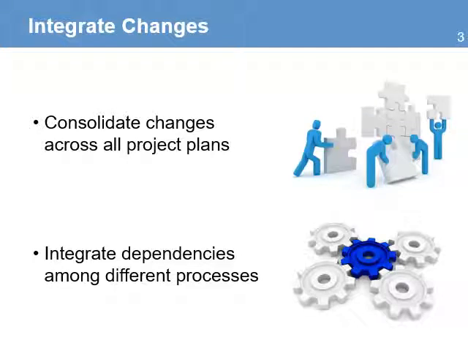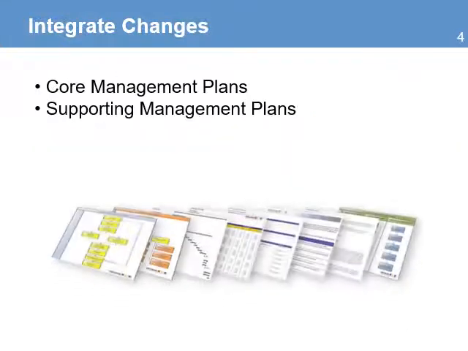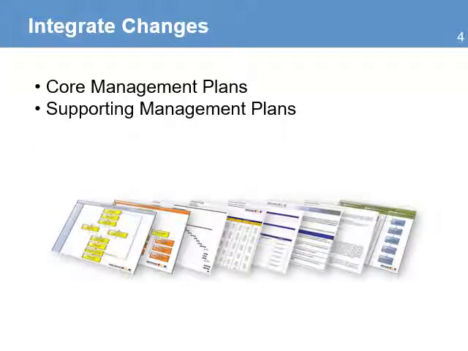This is the same process used during the first planning phase. You need to look at the dependencies that exist among different processes. For example, the scope management plan has a direct relationship with the schedule, and any changes on a scope will require a change in your schedule. When you integrate the changes, you will focus mostly on the core management plans, and then you will review the support management plans as needed.